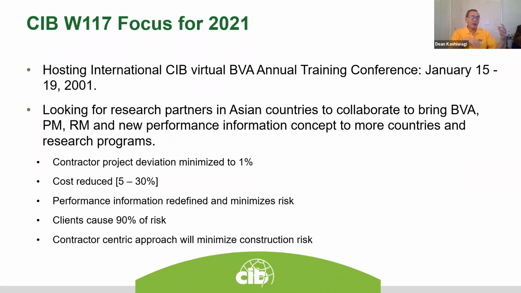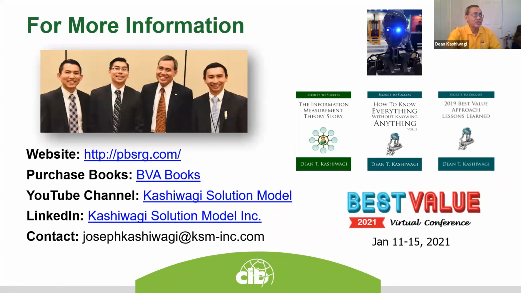And we're looking for research partners. We want to work through the CIB. If anybody's interested in understanding how can you minimize contractor deviations to under 1%? How can we save 5 to 30% or 50% like we did in our last test for an owner? How to understand performance information. And all of our past research information. So that's all I have. I did take a few minutes over, but Mike, if I can turn it back to you now.